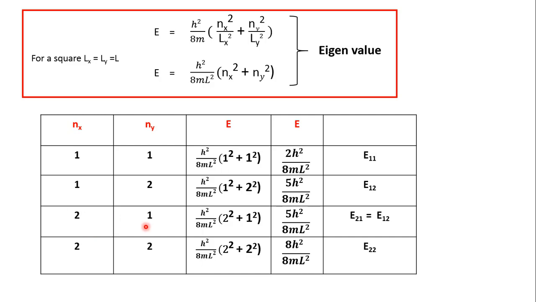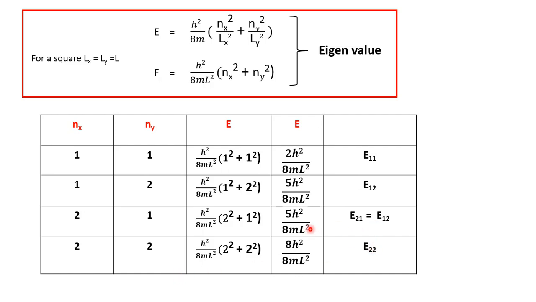We take E21, it is similar, except that nx and ny are interchanged. Here we get 2 square, and this here will be 1 square, and this will also be 5 h square. This we will call E21 because nx is 2 and ny is 1. We find that this is also 5 h square by 8m L square, and so E12 is equal to E21. If we consider both nx and ny equal to 2, we get nx square plus ny square is equal to 2 square plus 2 square, and 4 plus 4 is 8 h square by 8m L square, and this is E22.